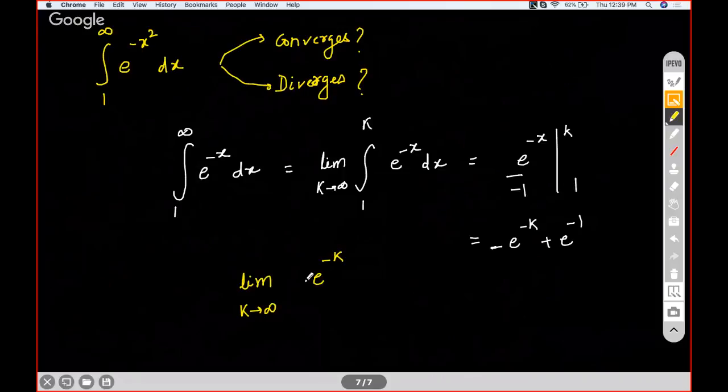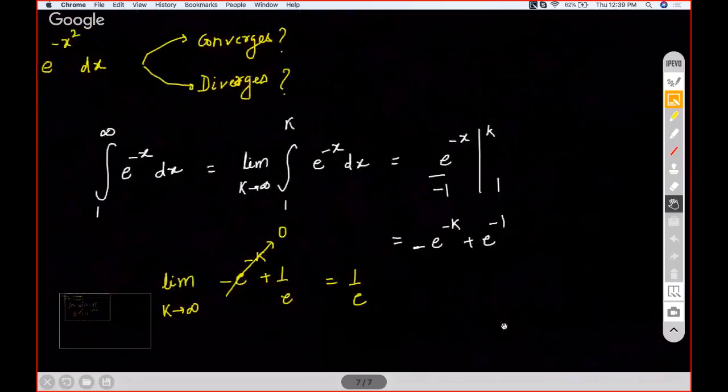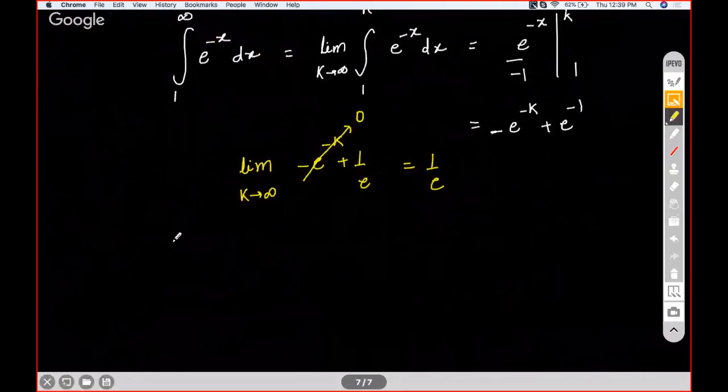What will be the limit of this as k tends to infinity? What will happen to this term? It becomes 0. It will be 1 by... Correct. Now my claim here is, and try to validate my claim, that the graph of this will always be lower than the graph of e to the power minus x, this function.